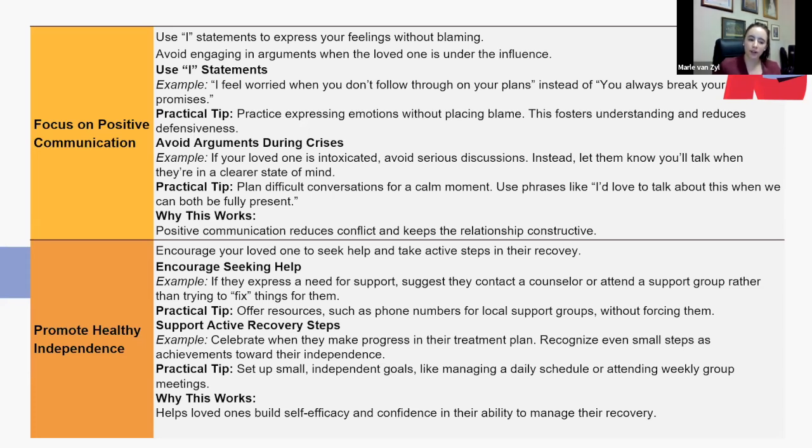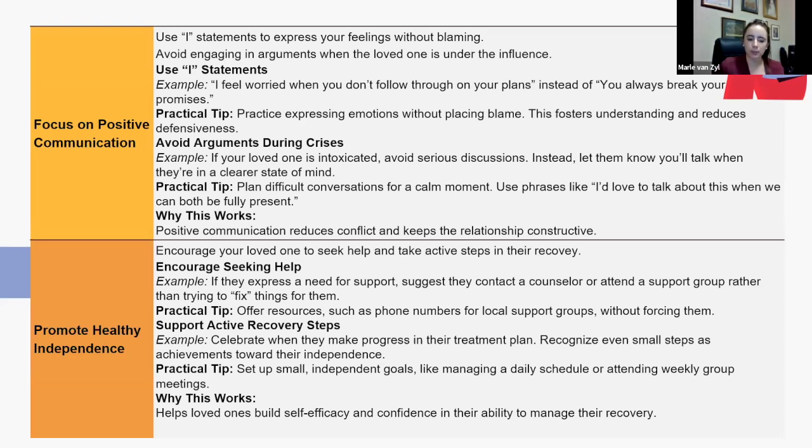And then promote healthy independence. Encourage your loved one to seek help and take active steps in their recovery. If you look at encouraging seeking help, an example is, if they express a need for support, suggest they contact a counselor or attend a support group rather than trying to fix things for them. A practical tip would be to offer resources, such as a phone number for a local support group, without forcing them.